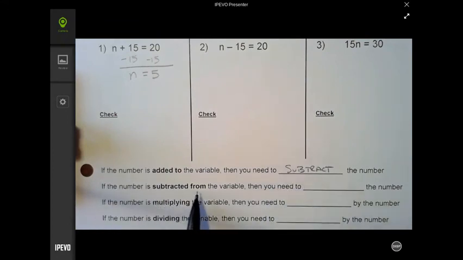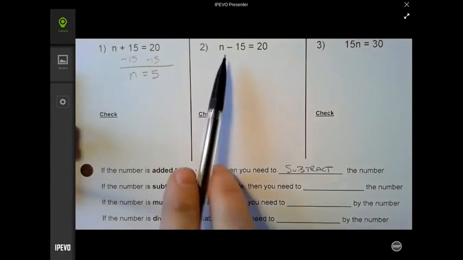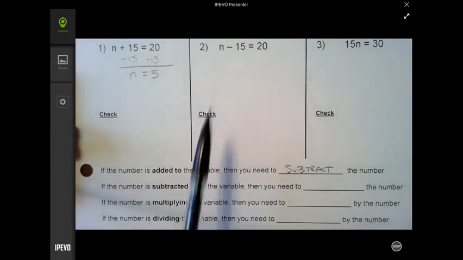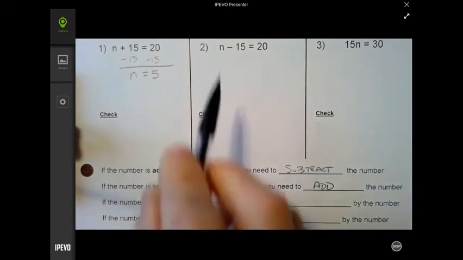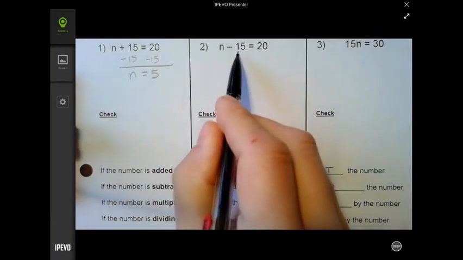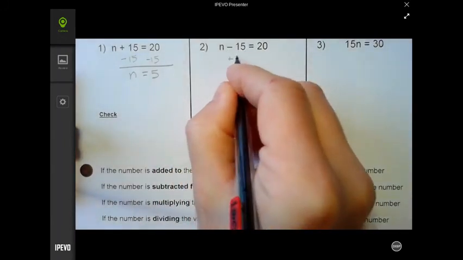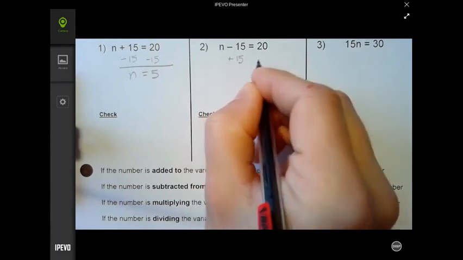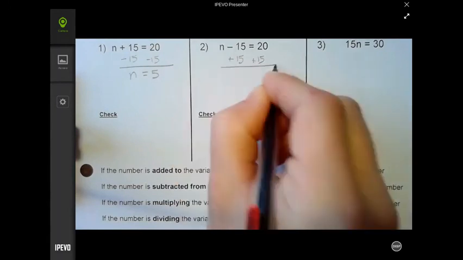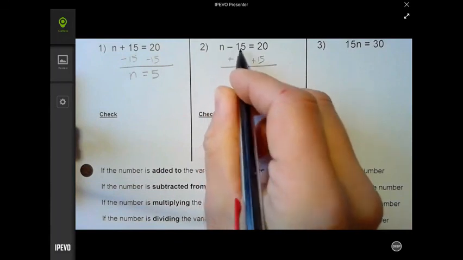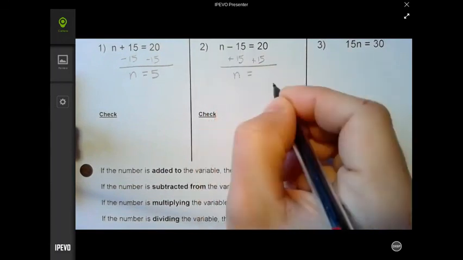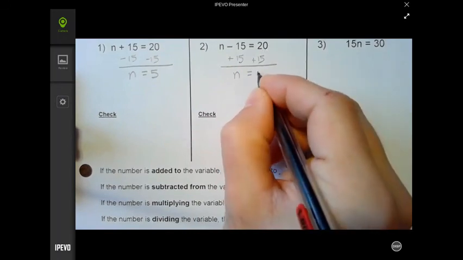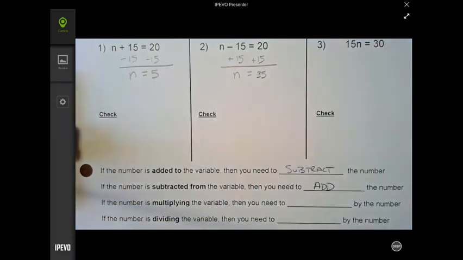If the number is already being subtracted from the variable, like up here, n is being subtracted by 15, well, to get the variable alone, you're going to have to add the number. So if it's n minus 15, to get n all alone, I'm going to add 15. And if I do it on the left, I'm going to do it here on the right, add 15 to each side. -15 plus 15 is our zero pair, which would leave us with n on the left, and 20 plus 15 would equal 35.